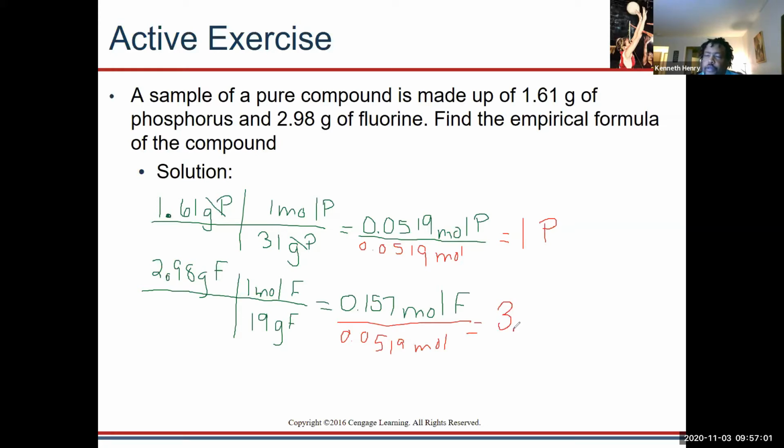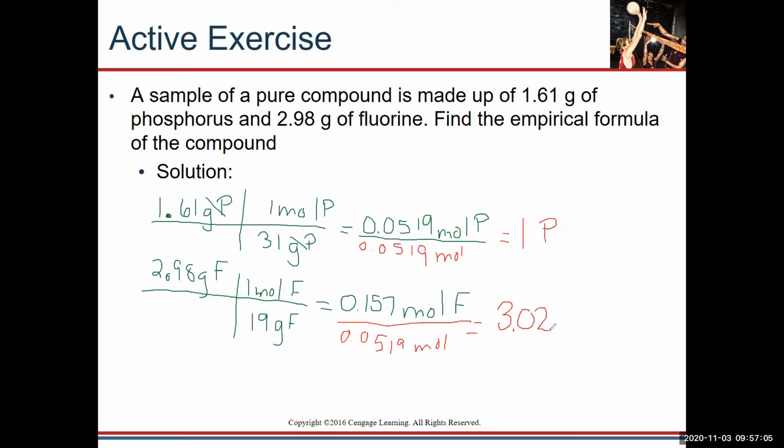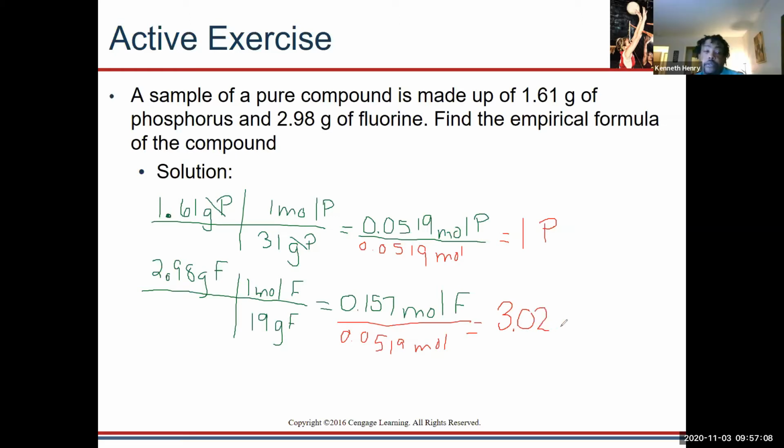Didn't you get 3.0 something? 3.02. Okay, so it's 3.02. Now, can I have 0.02 of an atom? No. So in this case, we're going to round to the nearest whole number. So we'd round up to 3, right?